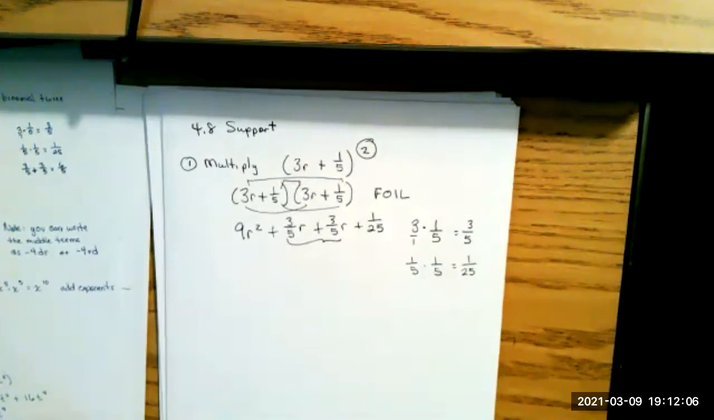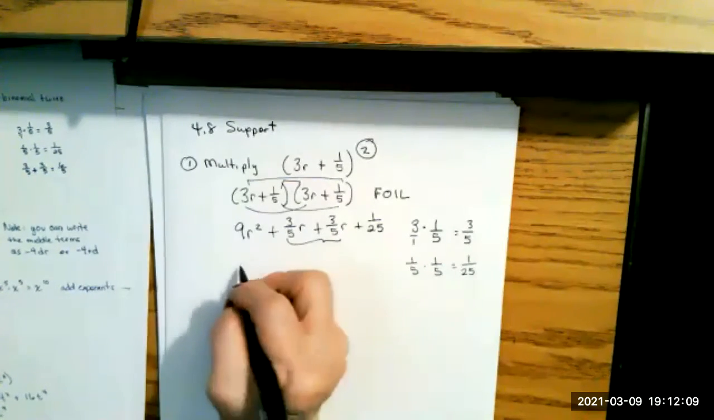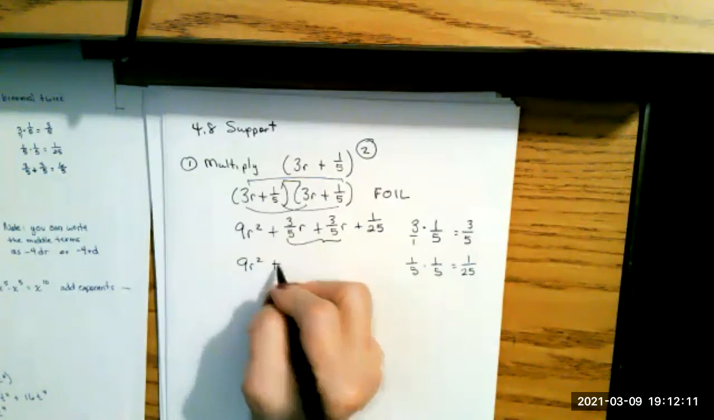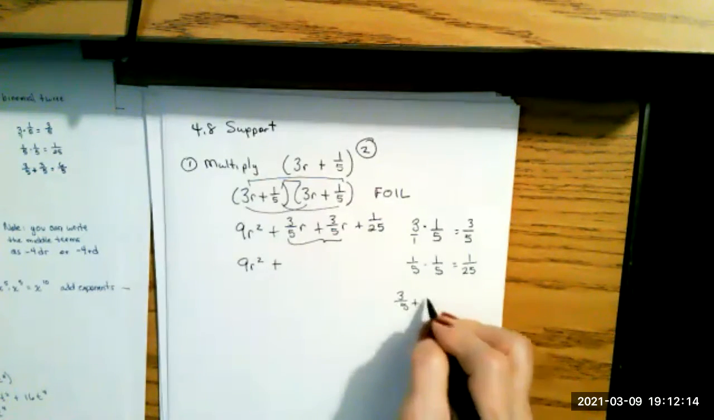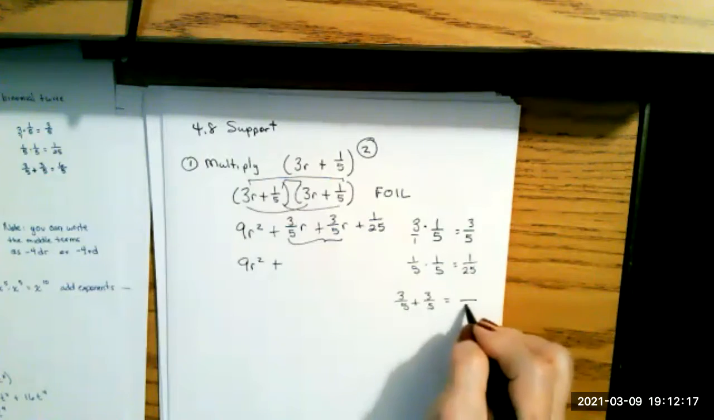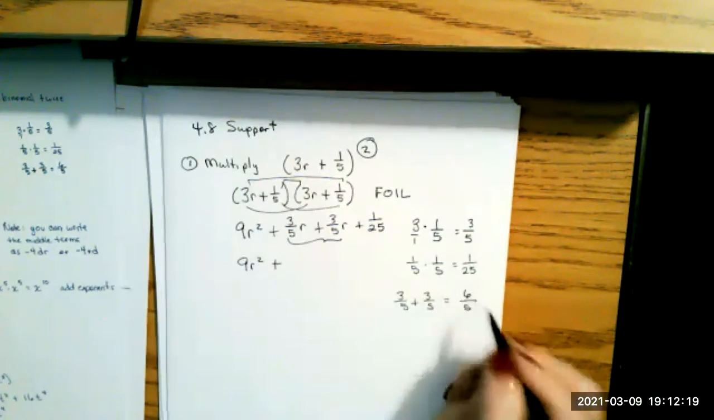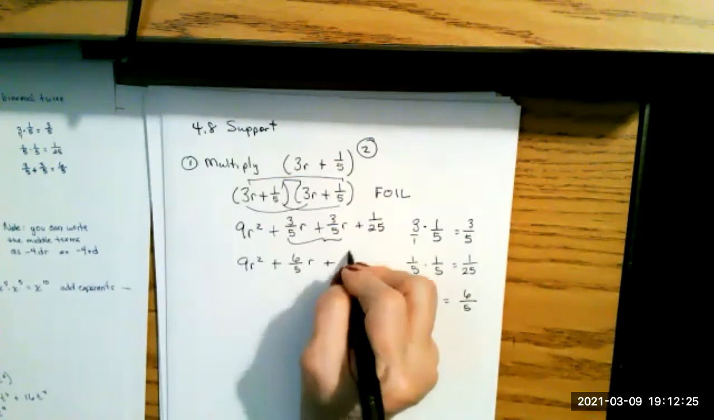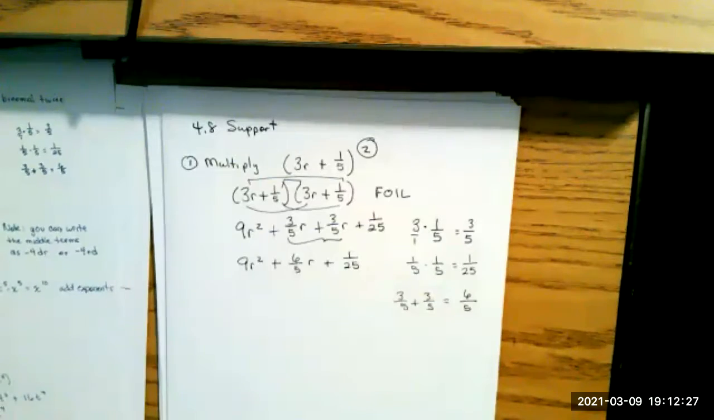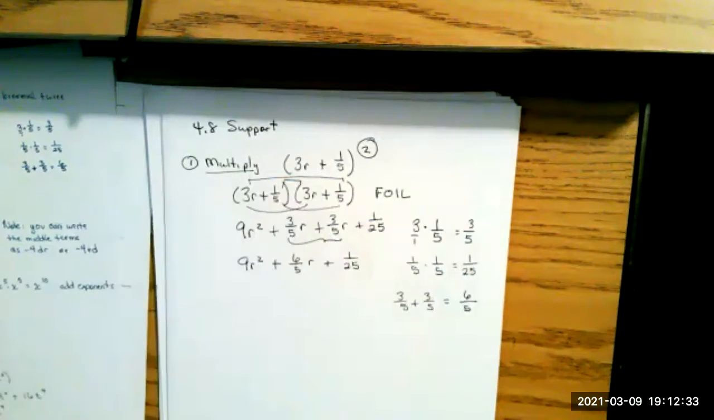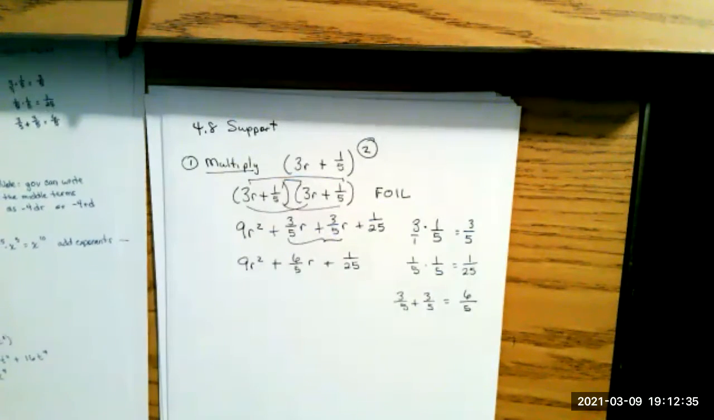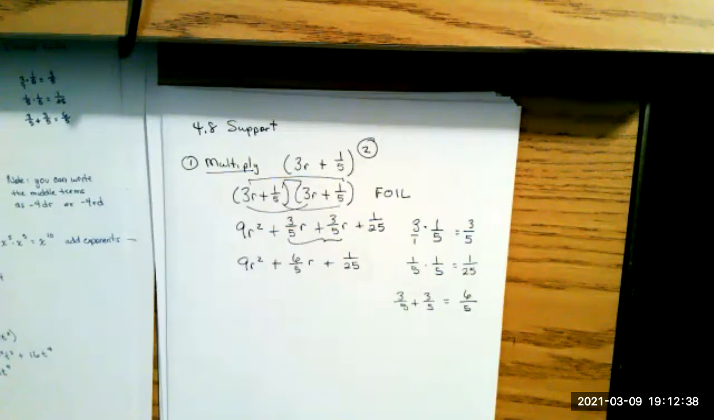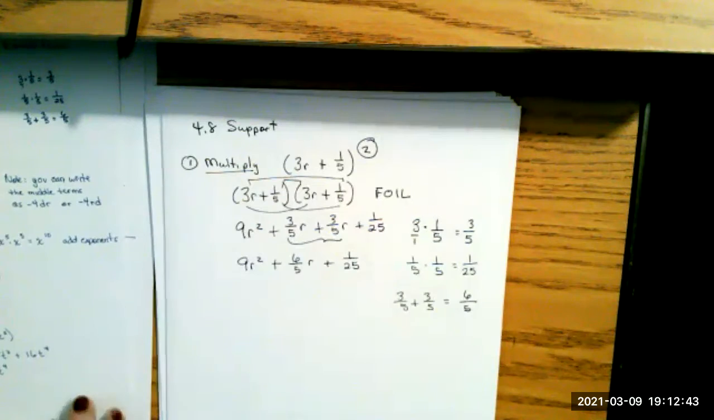Now these two in the middle you will want to combine. So you'll have a 9r squared and 3/5 plus 3/5. You have a common denominator of 5. And you add your numerator and you get 6/5. And don't change it to a mixed number. Leave it 6/5. Okay, now notice we're not solving, we are multiplying. So we don't do anything else to it. It's not equal to 0. All we're doing is multiplying it out. Any questions about that?